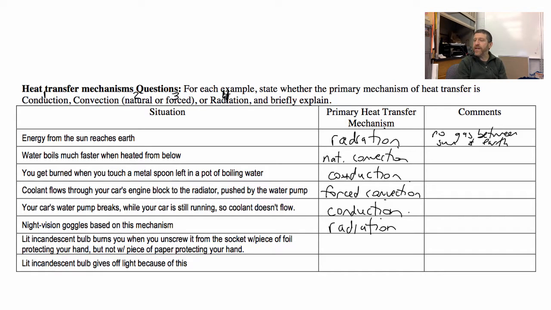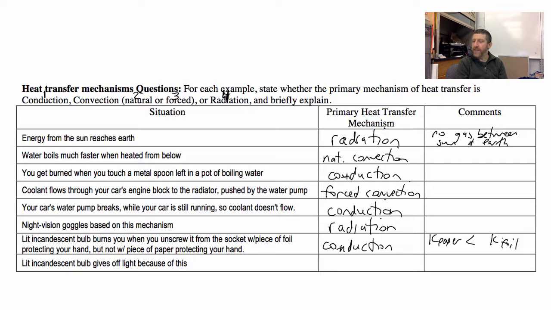A lit incandescent bulb burns you when you unscrew it from the socket with a piece of foil protecting your hand, but not with a piece of paper protecting your hand. Which is the heat transfer method that allows this to be true? Conduction, because what variable is different for paper and foil? K of paper and K of foil. What symbol do I have to put between those? It is less than. Paper allows a slower rate of thermal energy transfer.